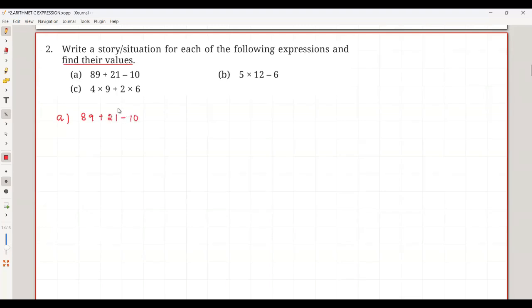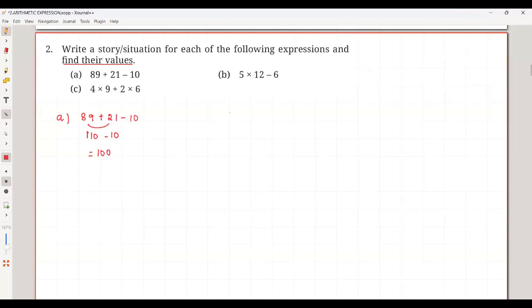First you have to go with the BODMAS rule. I have to add these two first. So 89 plus 21, I'll be getting 110, minus 10. So 110 minus 10 will become 100. I'll be getting 100. The value of this expression is 100.